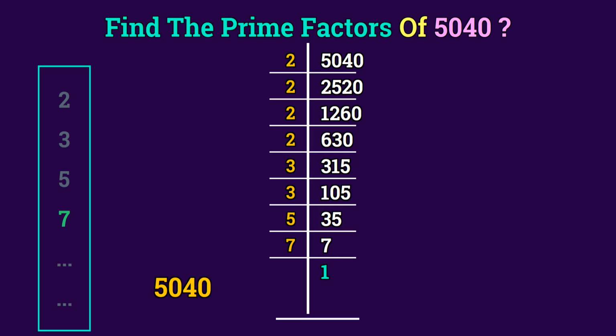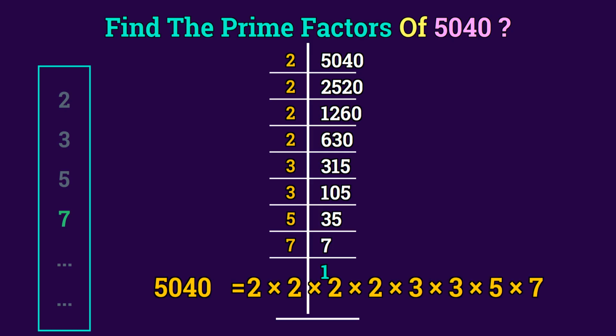The prime factors for 5040 are 2 times 2 times 2 times 2 times 3 times 3 times 5 times 7, which can be written as 2 to the power 4 times 3 to the power 2 times 5 times 7, and these were the whole prime factors for this number.